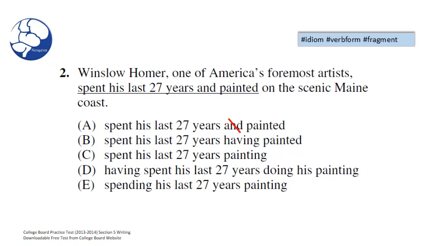Again, we saw an error in A that we mentioned. Spent is a special verb, so we eliminated A. Eliminated B. We need to either have an infinitive or a present participle that follows spent his last 27 years. We have a fragment in D and a fragment in E, and our answer is C.